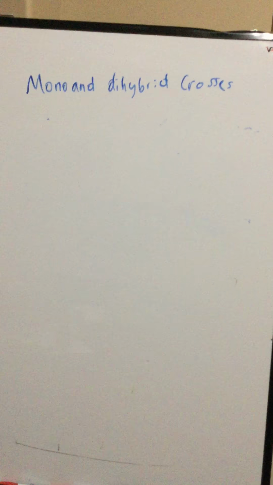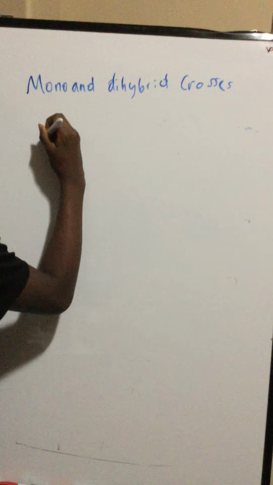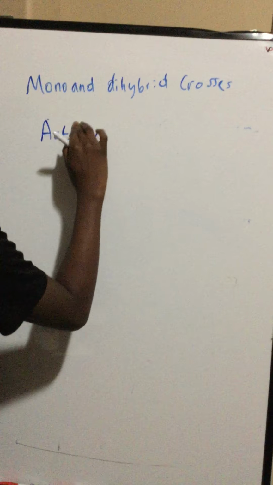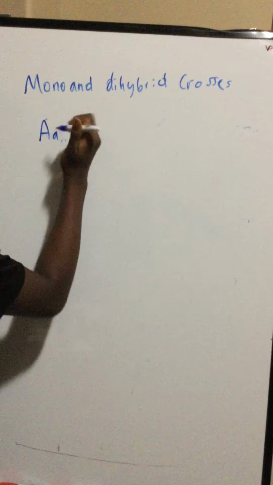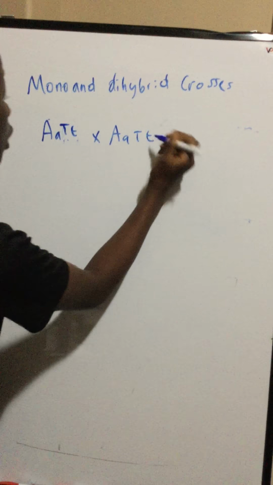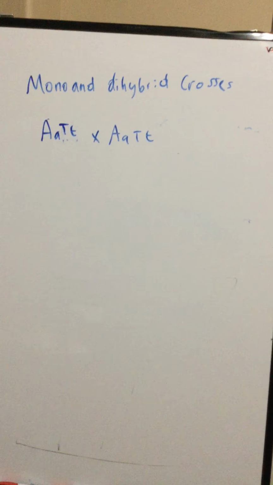I'm just going to be doing two hybrids. So let's say we have Tt Aa times Tt Aa. We will be doing two of the methods that I just explained.